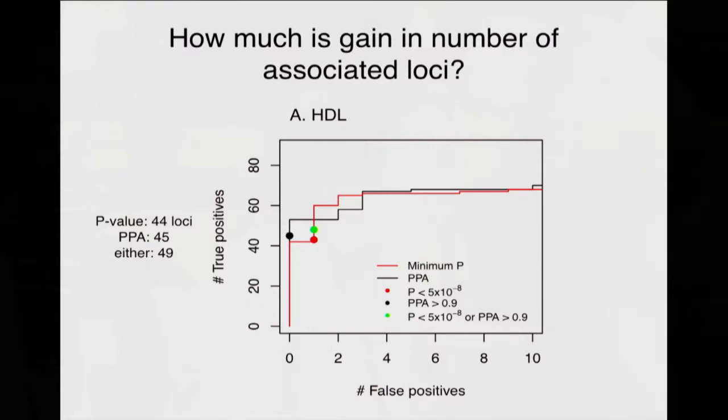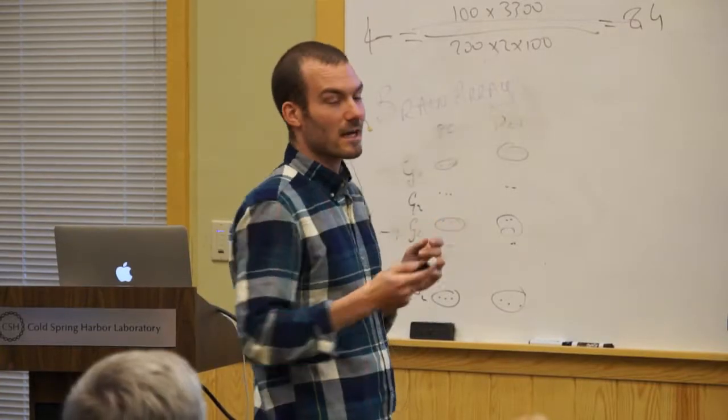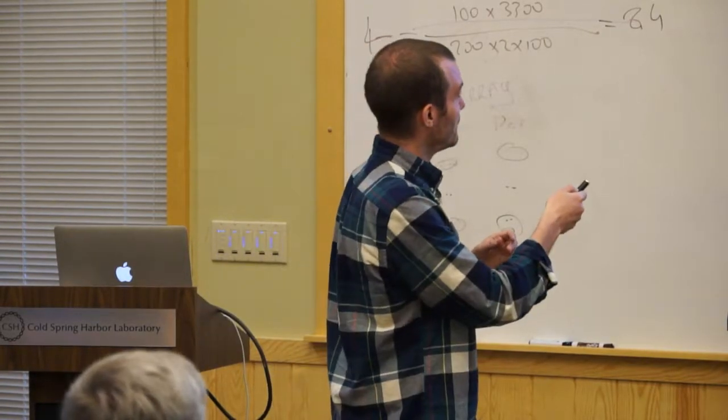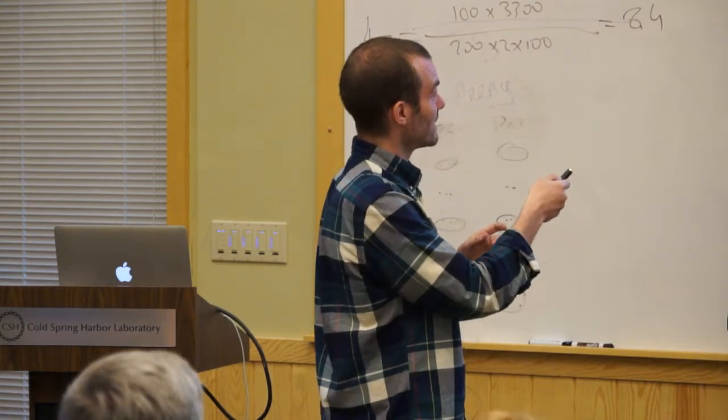There could be some of each, but if you rank things just based on p-values, you get 44 loci for HDL, and the numbers here don't quite add up because the large study didn't use as dense a genotyping chip, so some regions aren't included here. If you use this posterior probability of association, you get 45 loci. If you use either, you get 49 loci. So if you were to use both of these approaches, you would get an extra 5 loci.